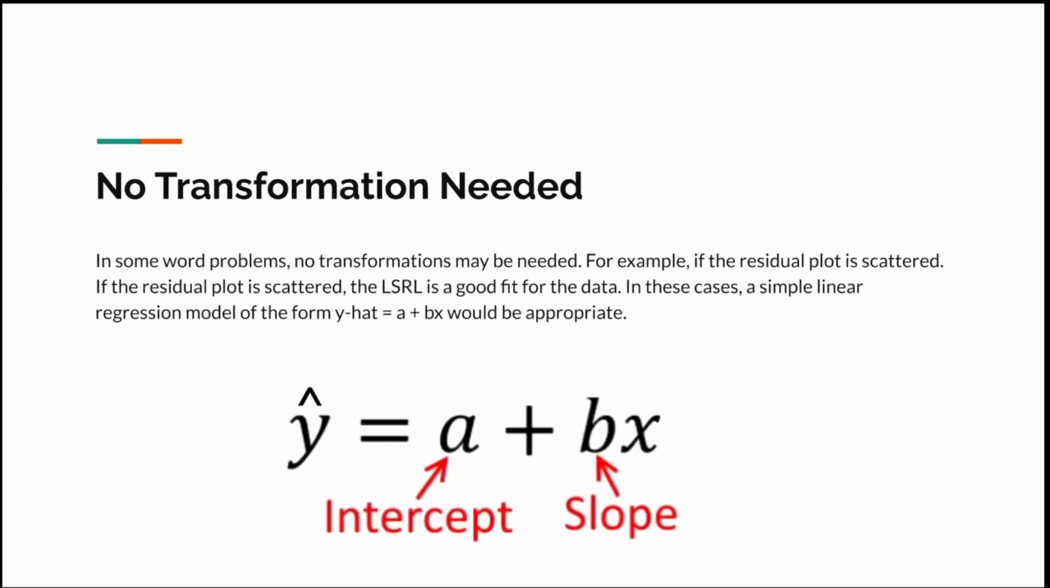In some word problems, no transformations may be needed. For example, if the residual plot is scattered, the LSRL is a good fit for the data. In these cases, a simple linear regression model of the form y hat equals a plus bx would be appropriate.